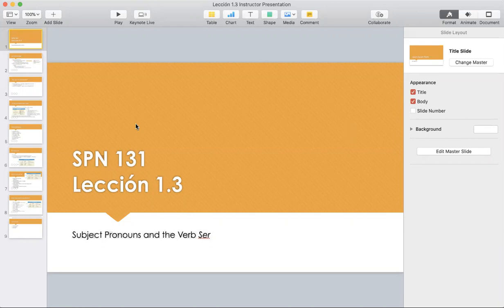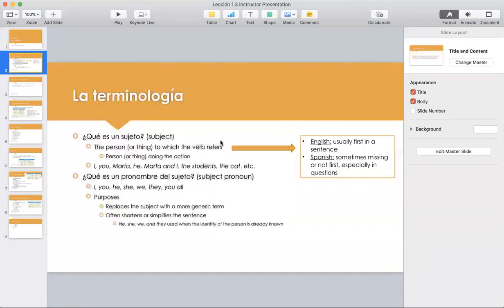Hello everyone, today we're going to learn about the verb to be, which is ser in Spanish, and the different pronoun subjects. So first of all, let's try to understand what we are talking about when we say subject pronoun subject. So let's start to differentiate what it means in English and in Spanish. So first of all, ¿qué es un sujeto?